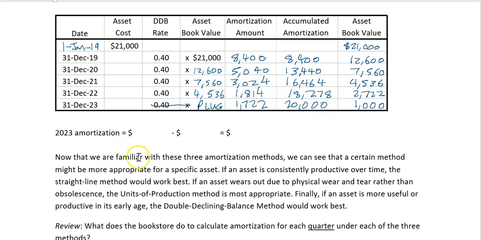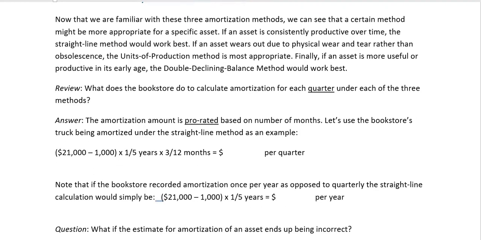And to put it down on paper, so you can look back on it and understand what we did, the final year amortization ends up being 2722, the previous year's book value, and 1,000, what we need the book value to be. So the difference between those two ends up being the amortization amount in the final year. So you kind of work backwards with that. Hope that makes sense.